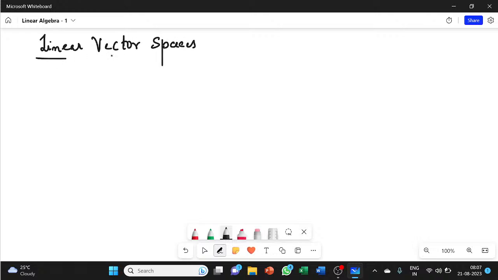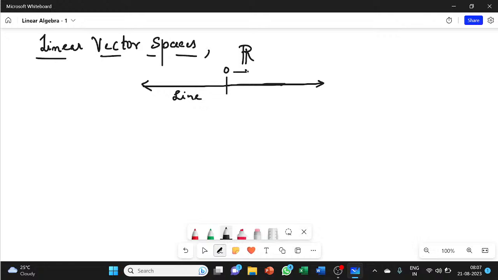So before we start with linear vector spaces, let us start with something that we already know. See, what is R? R represents a real number. R represents any real number on a real number line. So for example, if a number is positive, it lies to the positive side of 0, on the right hand side of 0, and if the number is negative, it lies on the negative side of 0, that is the left hand side of the 0.